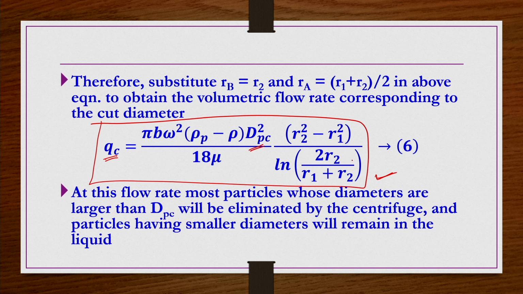Let us say the case where R1 is close to R2, which is possible in many industrial applications. If you substitute here, R2 square minus R1 square is going to be 0, or very, very small, because R1 is close to the R2 value. Then you are going to get unreliable values, or a very small flow rate.